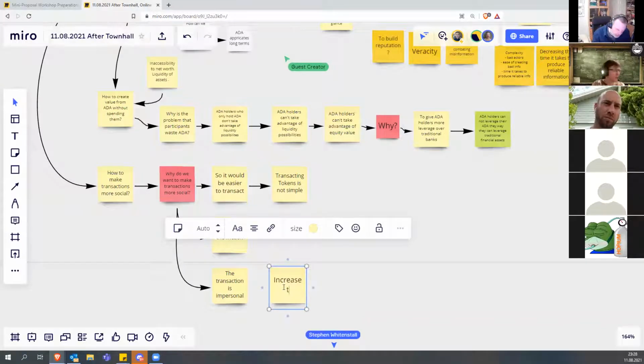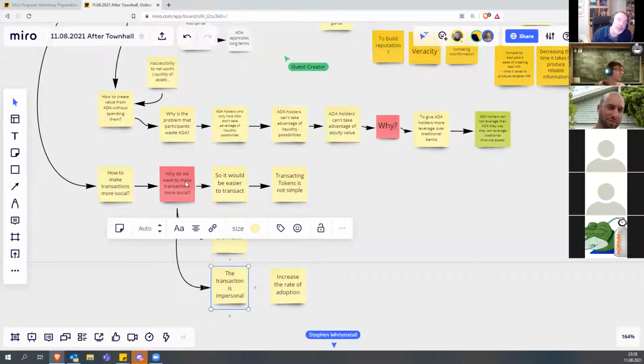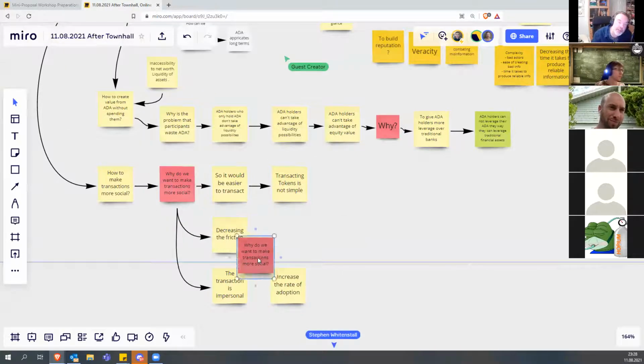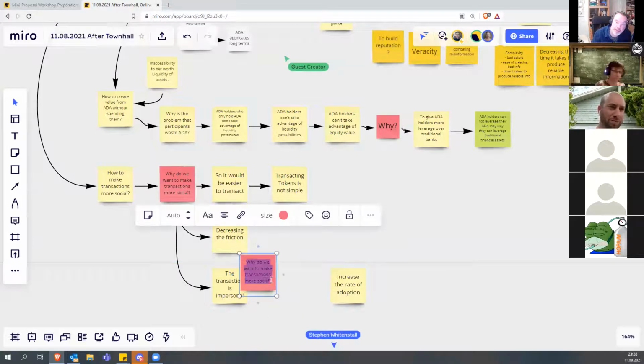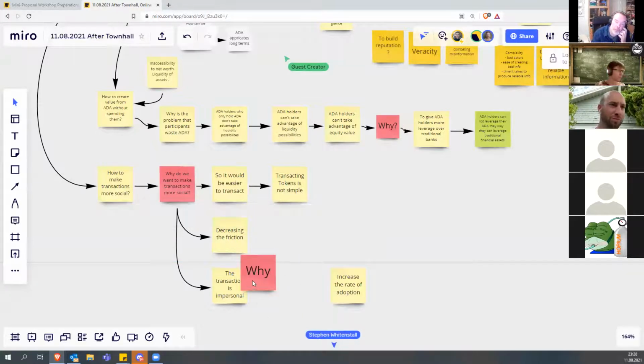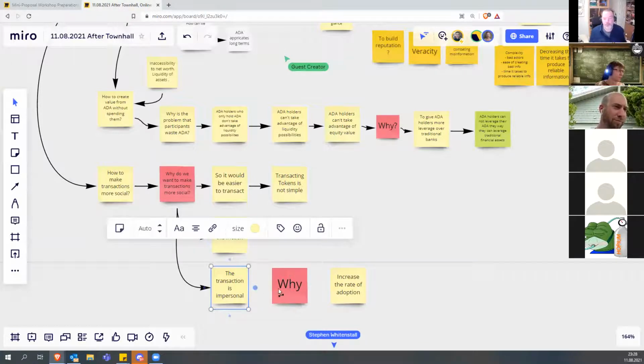So the opposite of that would be it's a block to increasing adoption. So transactions being impersonal is a resistance to adoption. That's a problem.